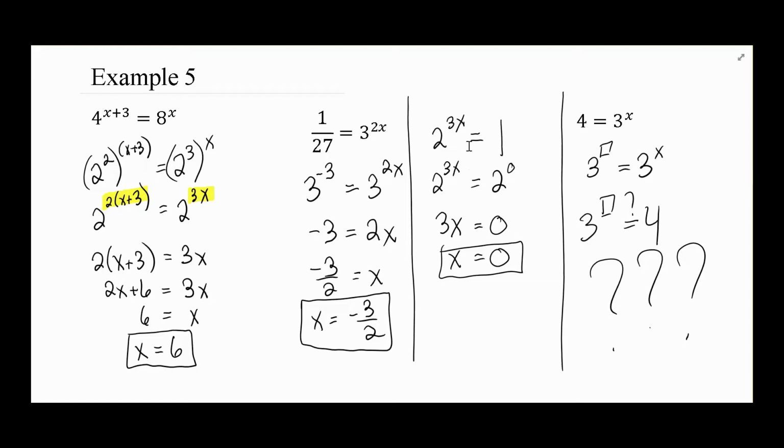A little trickier in the third example here, we said let's make both bases 2, and we did that by making it 2 to the 0, but then bases were the same, so exponents were the same, solve for x, piece of cake. But when we got over here to 4 equals 3 to the x, we said, I don't know how to do that. I don't know how to make both bases a 3. So I just couldn't do it. I couldn't solve that particular exponential equation.